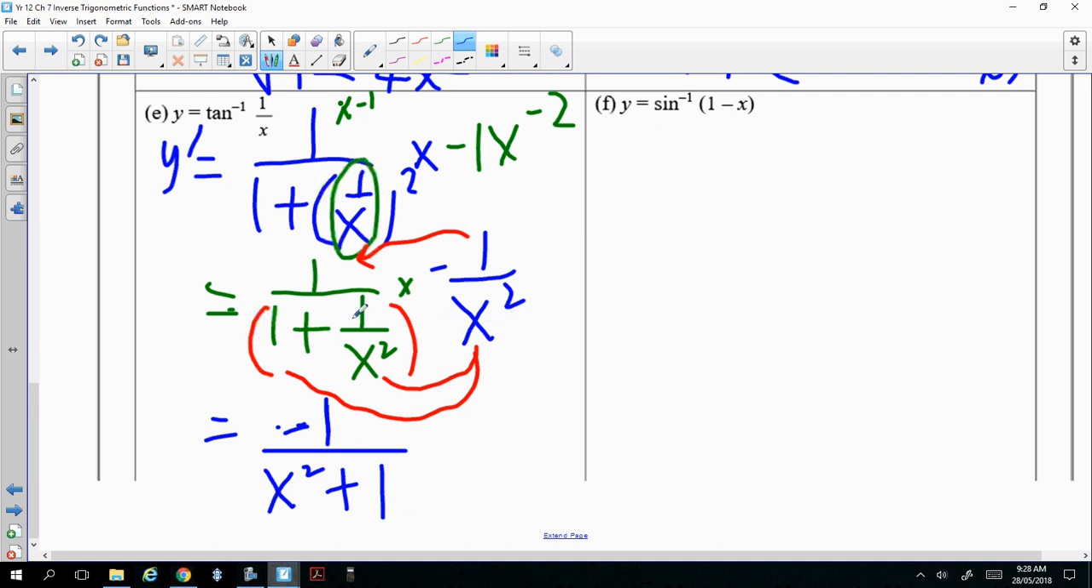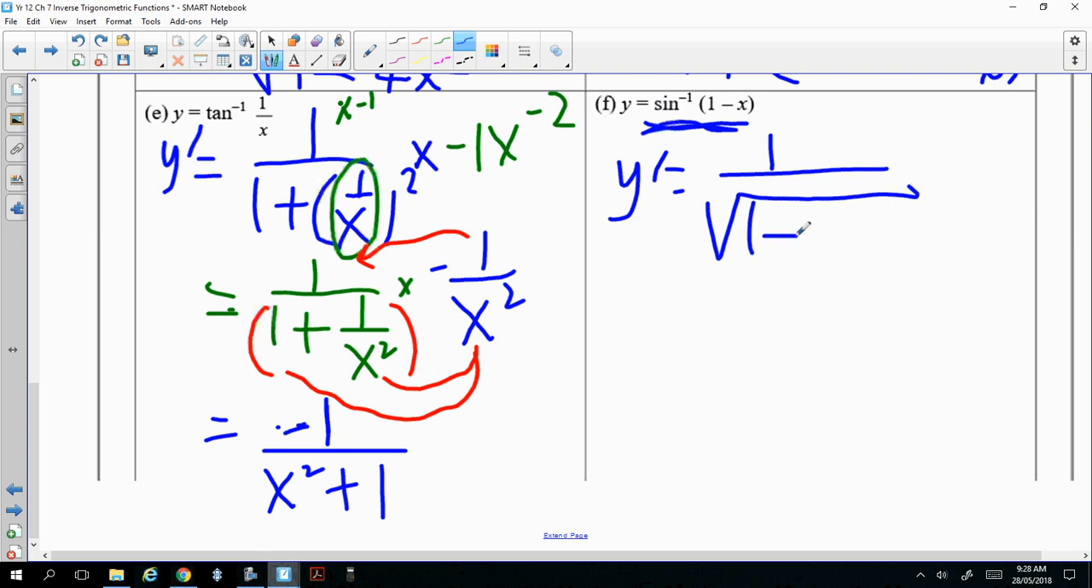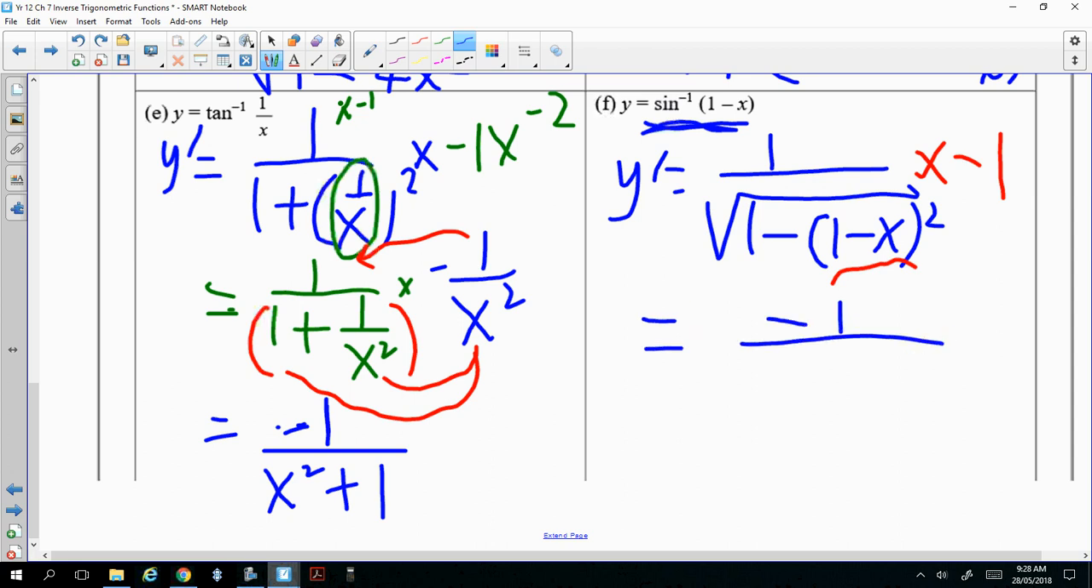Okay, and then finally we've got this one. So you do y dash equal to 1 over the square root of 1 minus the square of the ratio, times the derivative of this, which is negative 1. And then you end up getting negative 1 over, you should maybe expand it, so you get 1 minus 2x plus x squared, the perfect square formula, which becomes negative 1 over the square root of 2x minus x squared. That's your final answer.